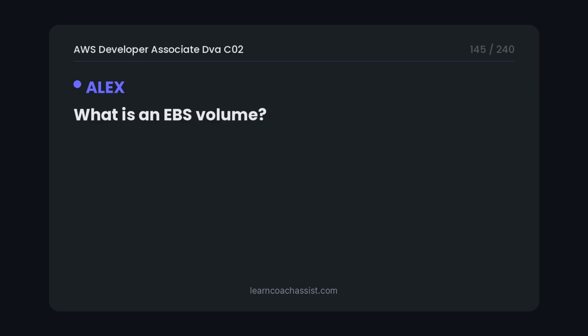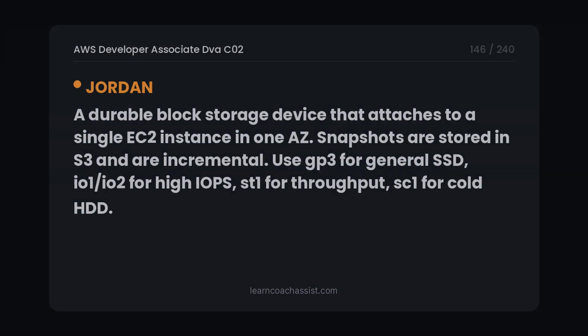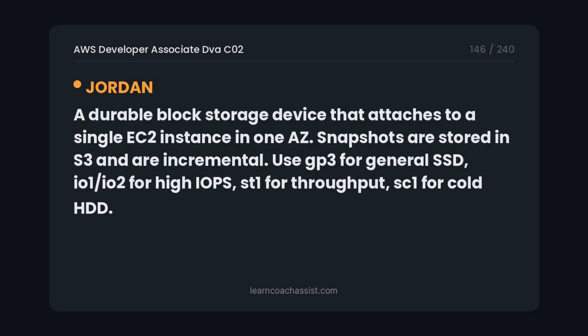What is an EBS volume? A durable block storage device that attaches to a single EC2 instance in one AZ. Snapshots are stored in S3 and are incremental. Use GP3 for general SSD, IO1/IO2 for high IOPS, SD1 for throughput, SC1 for cold HDD.